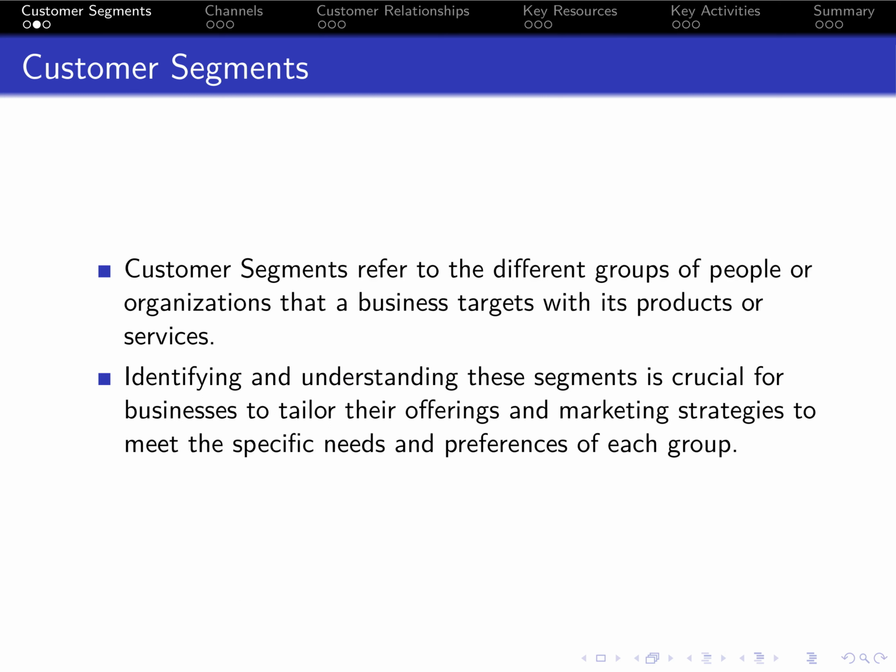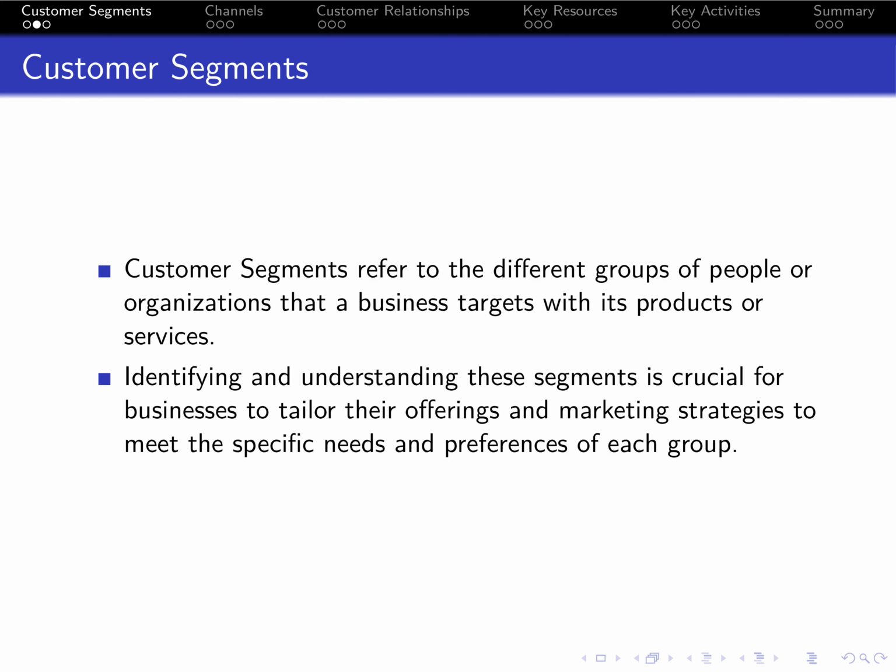Customer segments are crucial for businesses as they represent the different groups of people or organizations that a business targets with its products or services. By identifying and understanding these segments, businesses can tailor their offerings and marketing strategies to meet the specific needs and preferences of each group. This allows companies to create targeted marketing campaigns that resonate with their target audience, ultimately increasing customer satisfaction, loyalty, and driving growth and profitability.